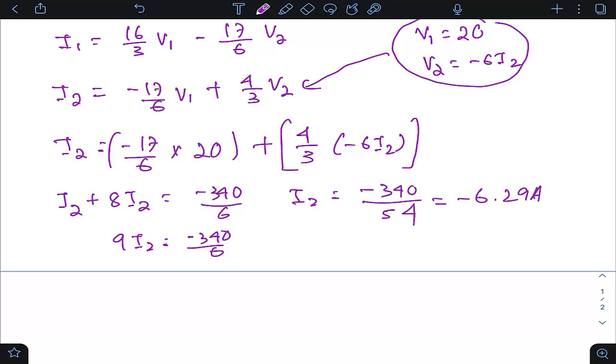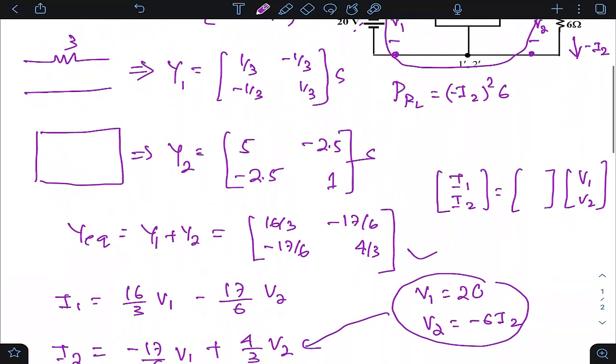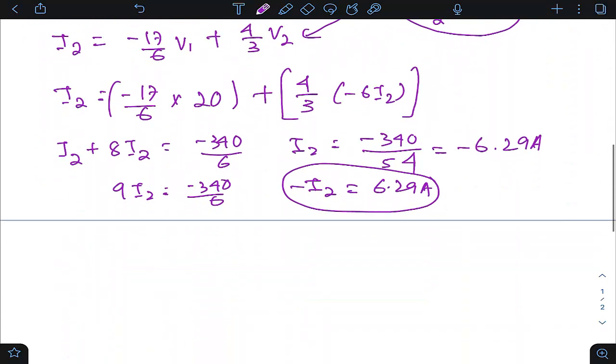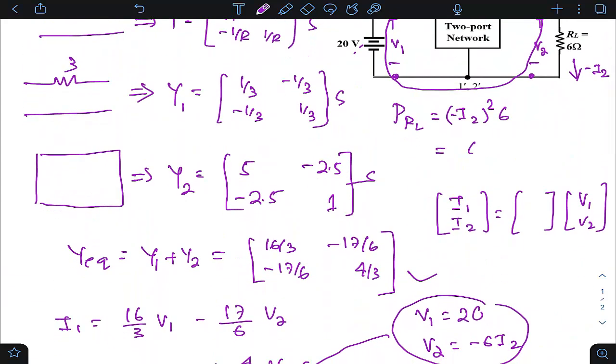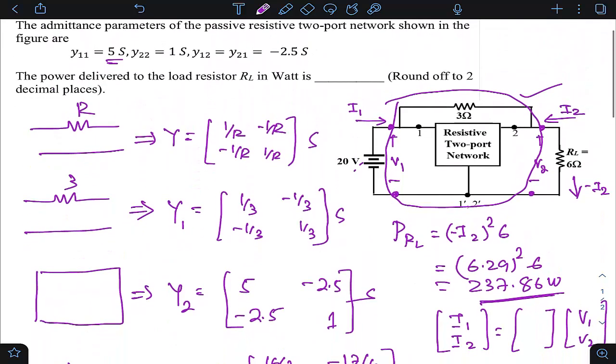If I2 is minus 6.29 ampere, then minus I2 is 6.29 ampere. So the power is 6.29 whole square into 6. Take a calculator and simplify this, and this answer comes as 237.86 watts. So this is the answer.